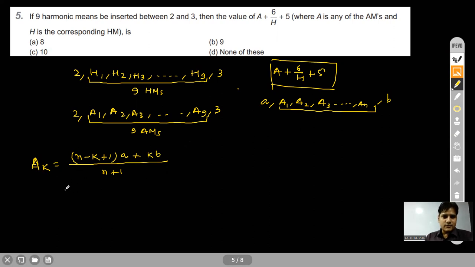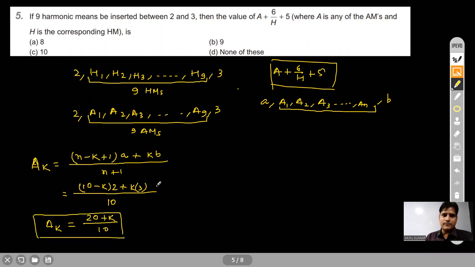So what is n here? We are inserting 9 harmonic means, so n is equal to 9. So 9 plus 1 will be 10, 10 minus k, and what is A? A is the first number, 2, plus k into B. B is 3. And n plus 1 will be 9 plus 1 equal to 10, right? So it will become 20 minus 2k plus 3k, which is plus k, upon 10. So this will be the kth arithmetic mean between A and B.